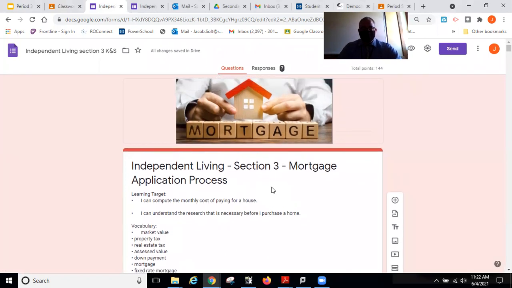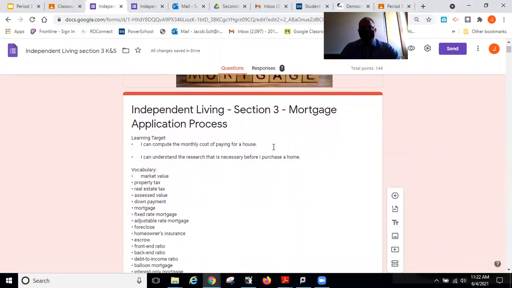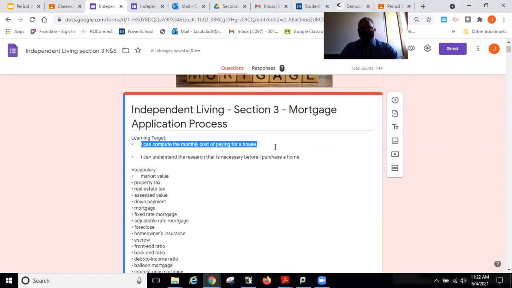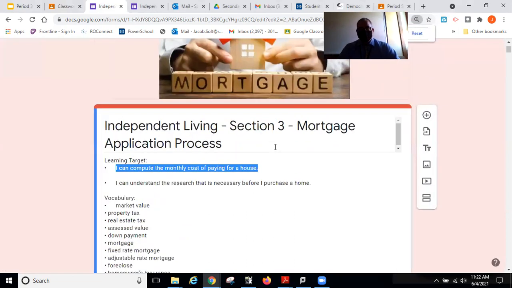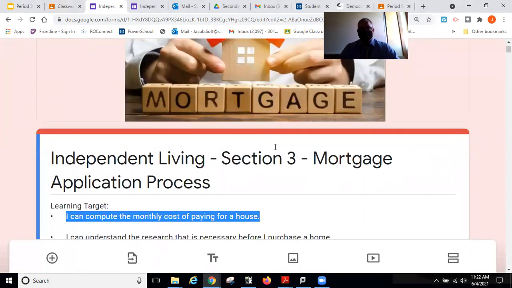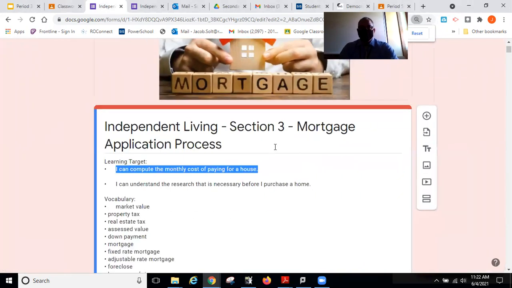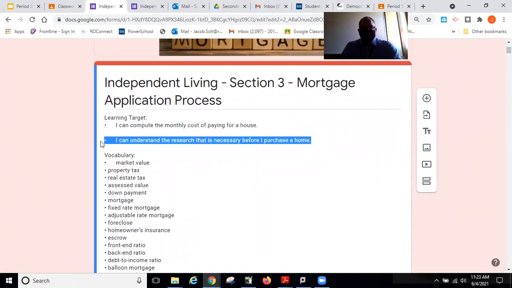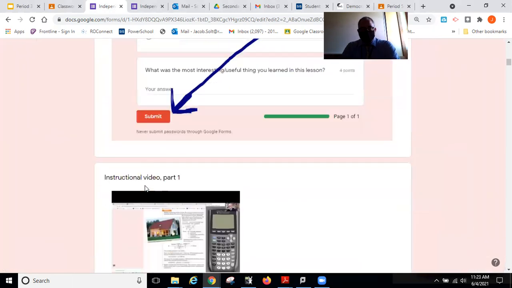We have two learning targets this lesson. The first learning target is I can compute the monthly cost of paying for a house. On Tuesday, we learned about the monthly cost of paying for a house via the actual mortgage payment. And then yesterday, Thursday, we learned about how to pay for the cost of a house in terms of the tax bill. We're also going to be looking at, I can understand the research that is necessary before I purchase a home. All right. And we've already done examples 1 and 2.